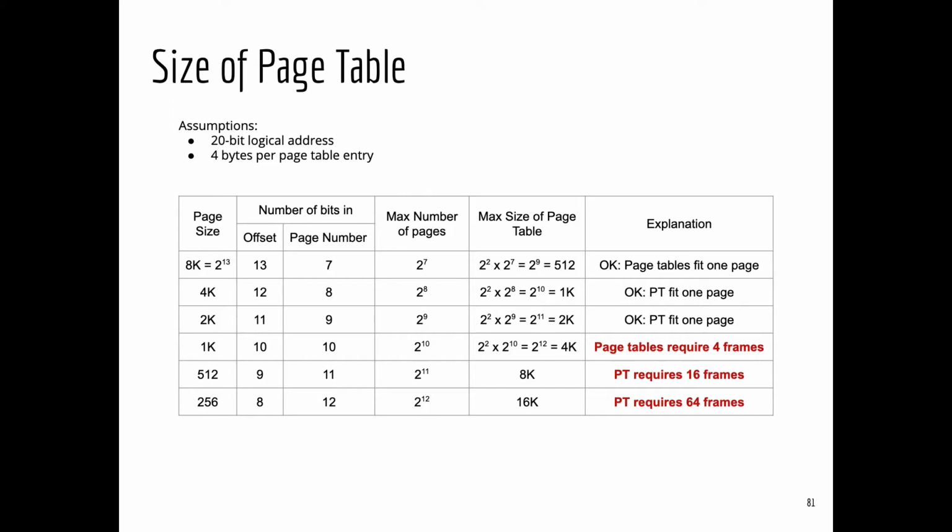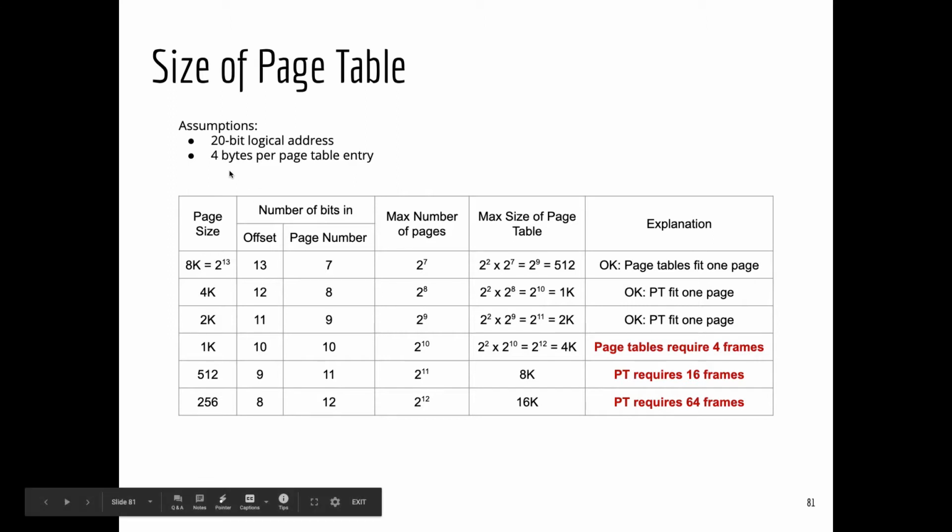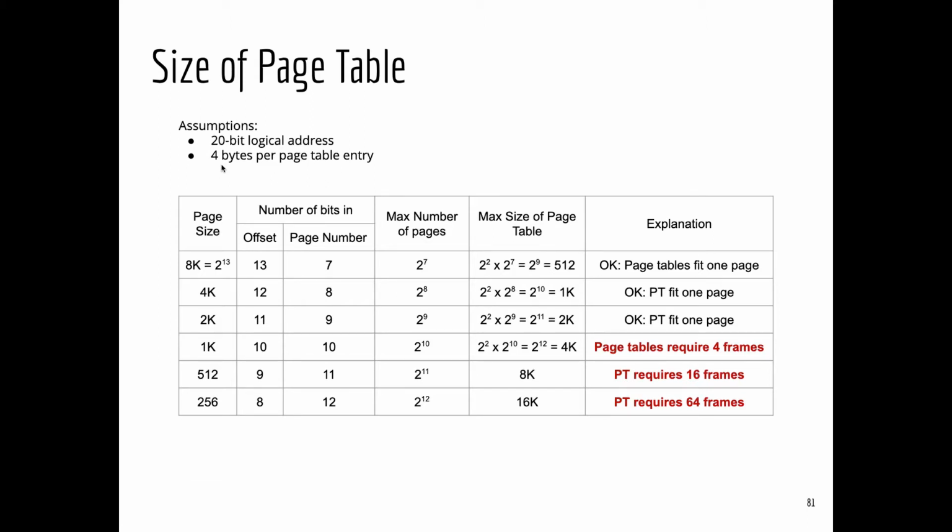The table on this page shows you the effect of fixing the page size on the maximum size of the page table of each process. Again, we assume a 20-bit logical address and each page table entry is 4 bytes. Let's look at different options.